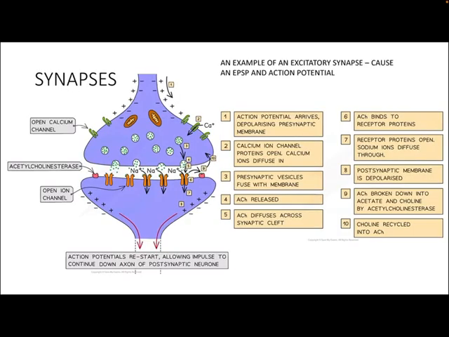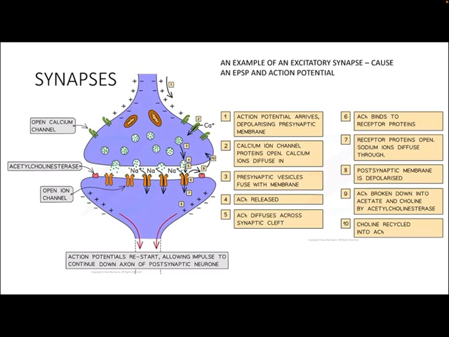At the end of the neuron, there is the synapse. So we have the presynaptic neuron, the postsynaptic neuron, the synaptic cleft. When an action potential arrives at the presynaptic membrane, it will cause calcium ion channels to open and calcium ions diffuse into the presynaptic neuron. This in turn then causes presynaptic vesicles to move and fuse with the membrane and release the neurotransmitter, and in this instance we're thinking of acetylcholine, which is ACH here.